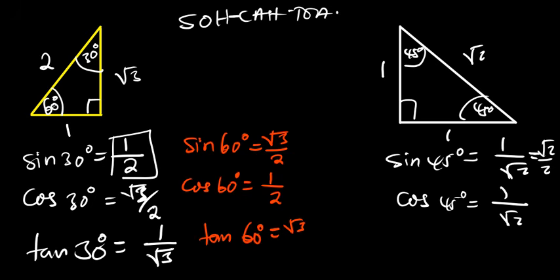So sine 45 and cos 45 will end up having the same value. If you rationalize the denominator, you still have root 2 over 2. You multiply both sides by root of 2. Then we look at tan 45 degrees. Tan is opposite, which is 1, over adjacent, 1. So the answer is 1.